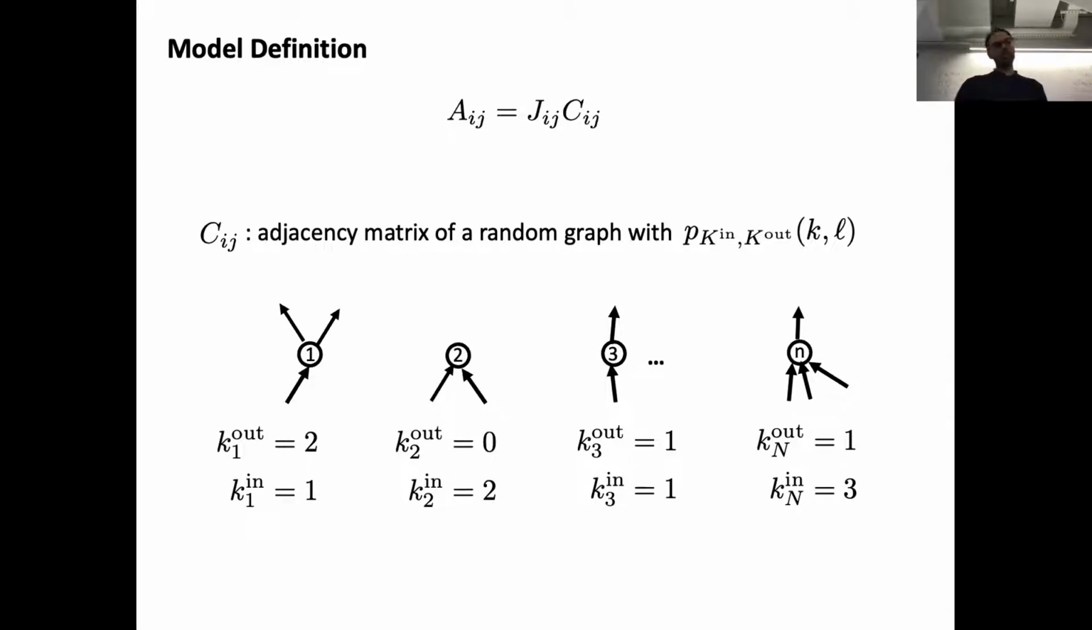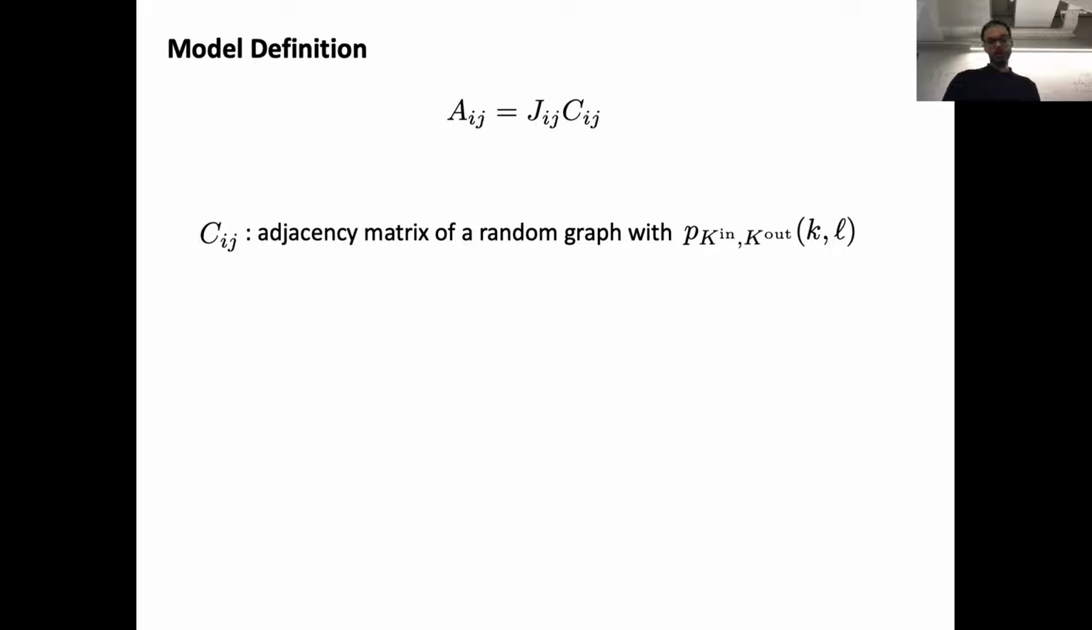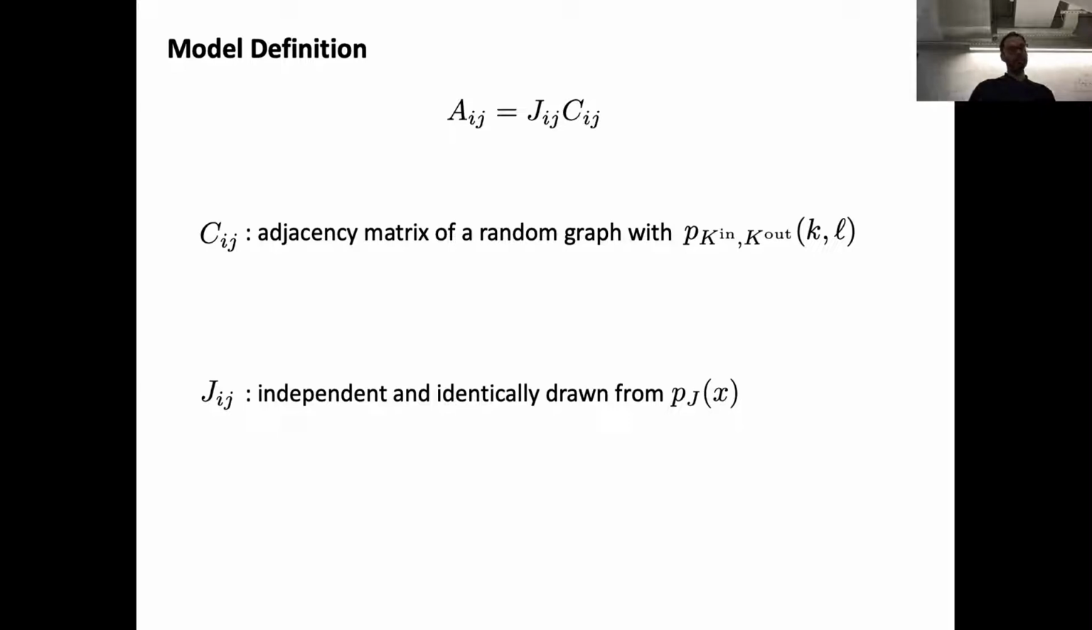So this model works as follows. You have n nodes. Each node, independently, you draw an indegree and outdegree from this distribution, and then you randomly connect these nodes given the indegrees and outdegrees. So that's the model for the random graph. How about the weights? The Jij, well, we choose them independent and identically distributed from a certain distribution P of J. And that's the model that we will study. That's the model for which we will consider the spectrum, the eigenvalues.